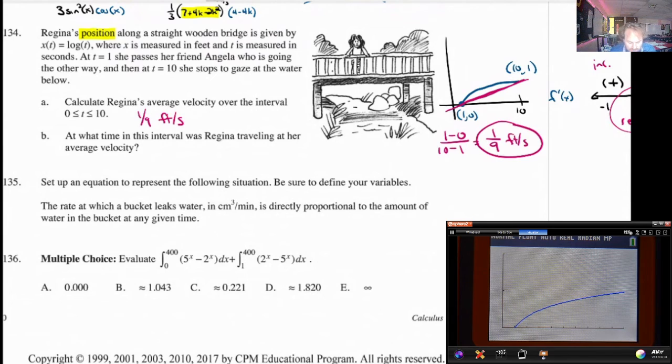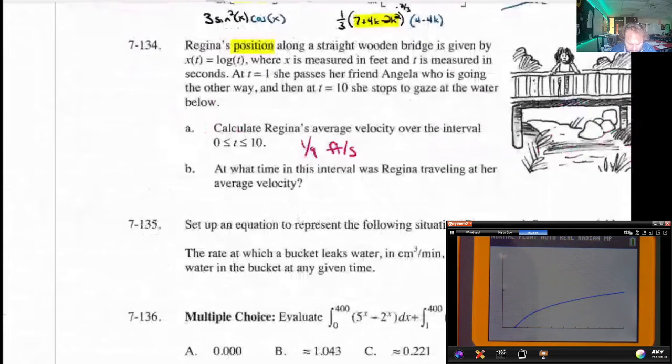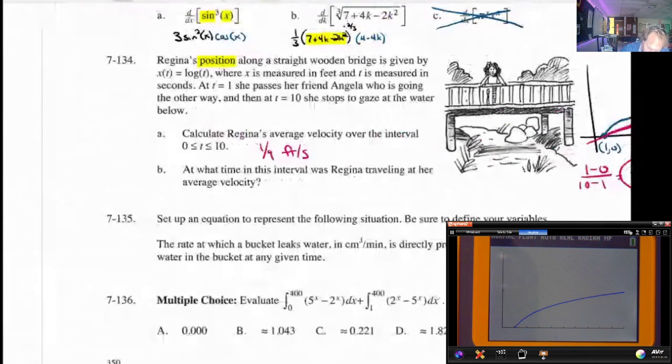As far as question B, at what time in the interval was she actually traveling at this average velocity? What we're going to need to do is convert our position function into a velocity function. I'm going to do all this work over here in this little section. Since we are given the x of t, we can find v of t pretty easily. All we have to do is take the derivative of the log base 10 of x, which, do we know how to do? Let me Google that really quick. Derivative. I know that derivatives of non-logs are, oh, you know what?